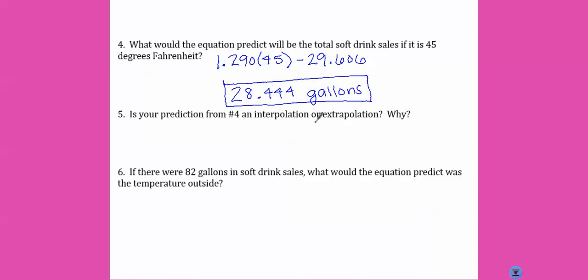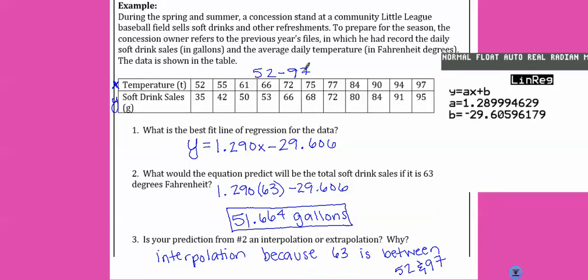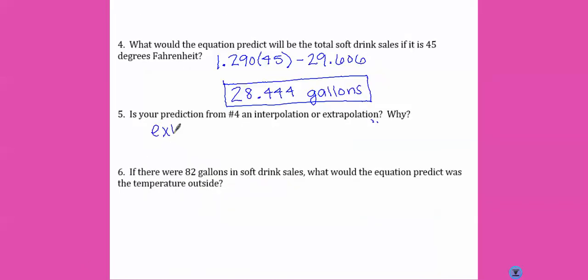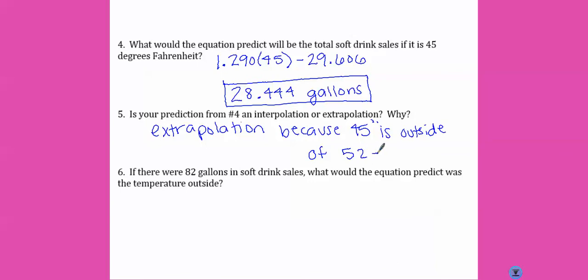Is this an interpolation or an extrapolation? Is 45 between 52 and 97? It is not. So this is an extrapolation, because 45 is outside of 52 to 97.